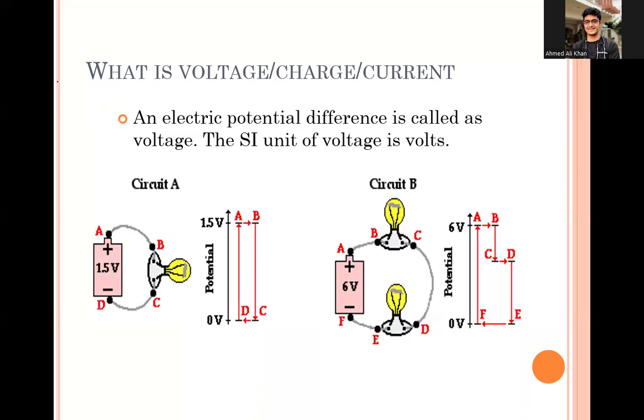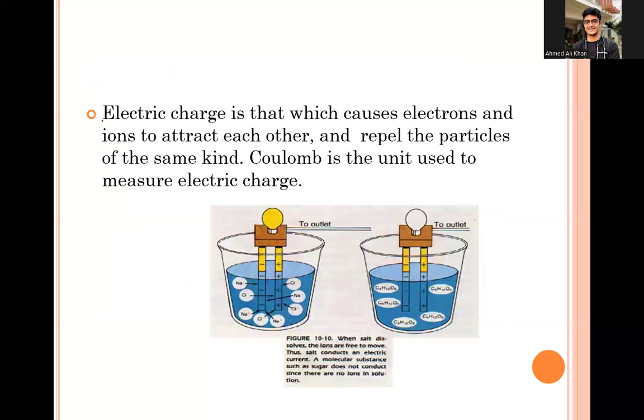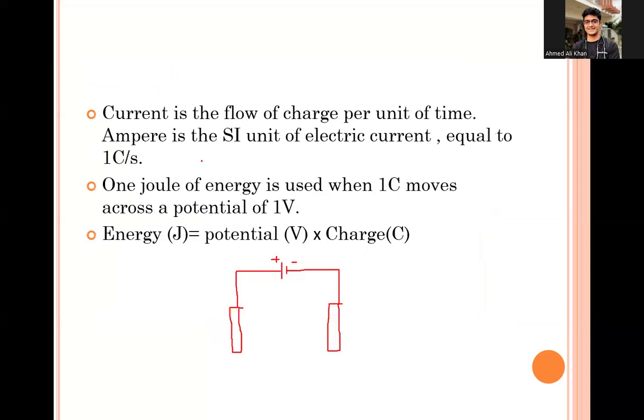We'll go over some terms which we'll be using frequently in electrolysis. What are voltage, charge, and current? Voltage, or the electrical potential difference, is in simple terms the energy per unit charge. The energy that each charge carries is termed the voltage. It is also called a potential difference. The electric charge is that which causes electrons and ions to attract each other, and it is measured in coulombs. Current is the rate of flow of charge per unit time.